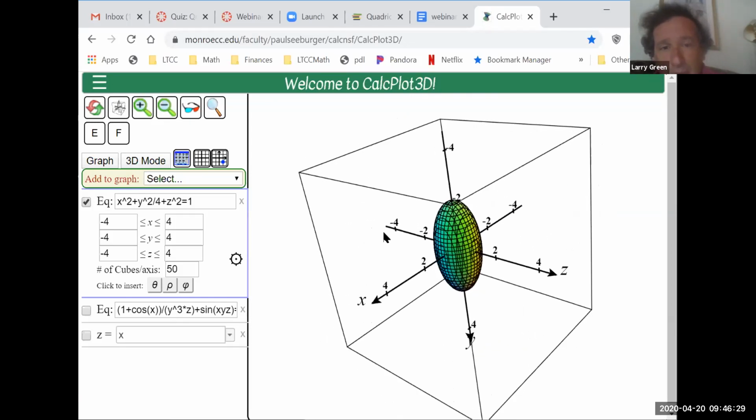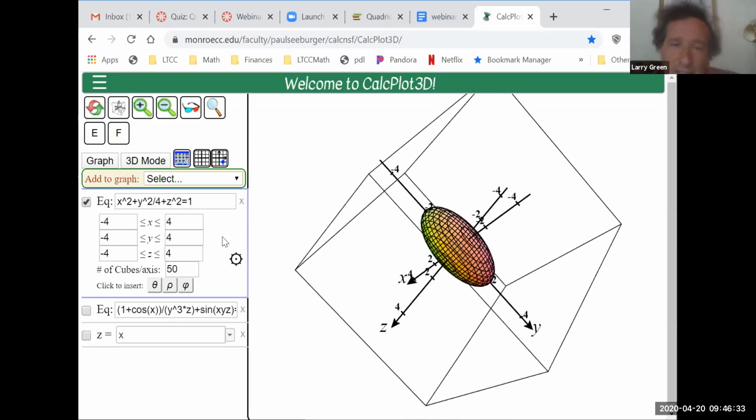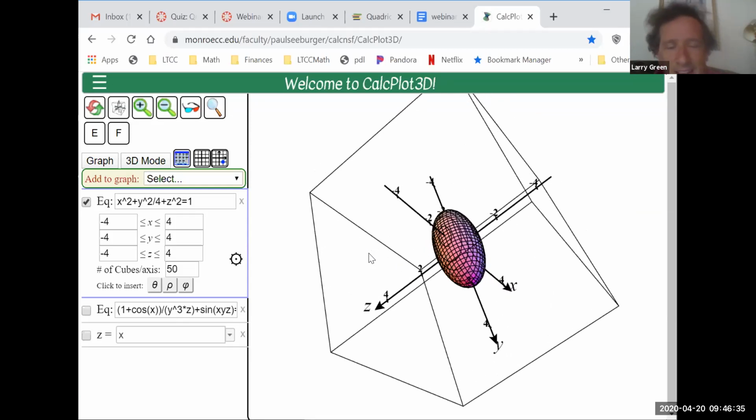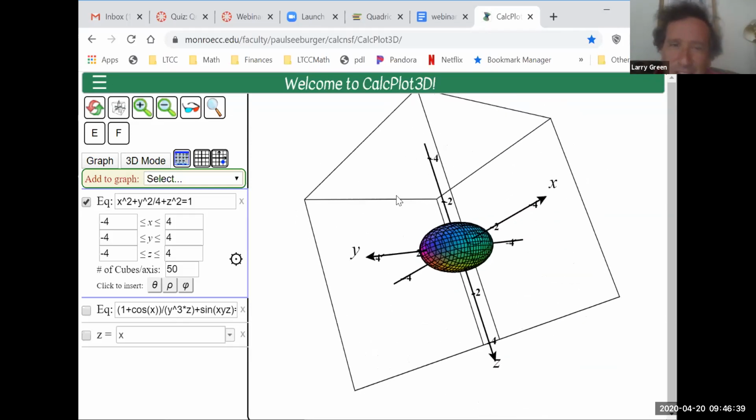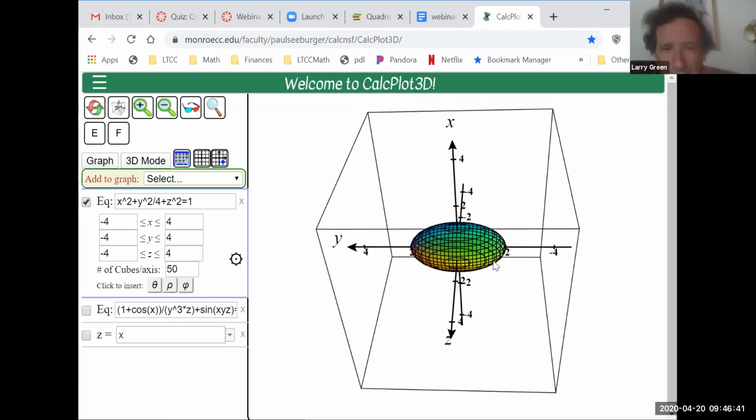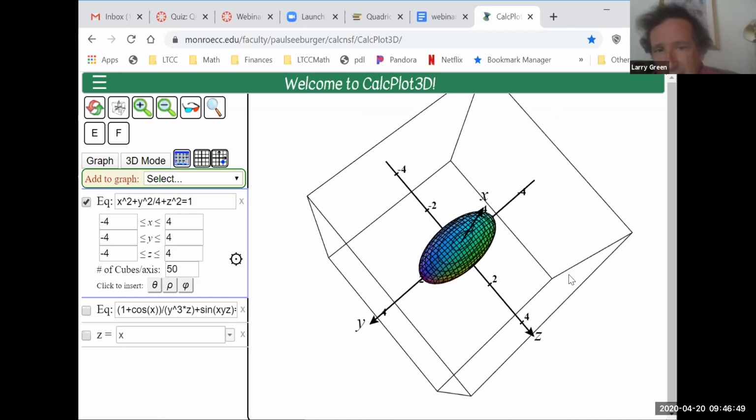So this is an ellipsoid. Notice that it's not really the Earth, because the Earth isn't that ellipsoidal. In other words, it doesn't bulge out that much at the equator. It does bulge out though. Okay, and this is an ellipsoid, and you can see that.